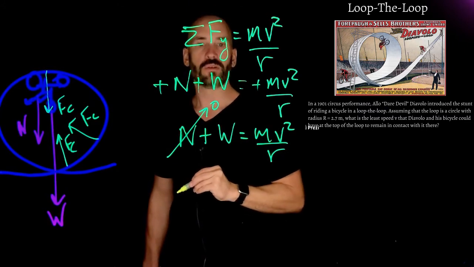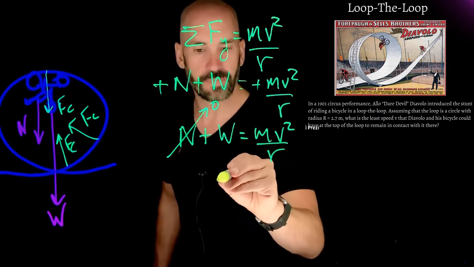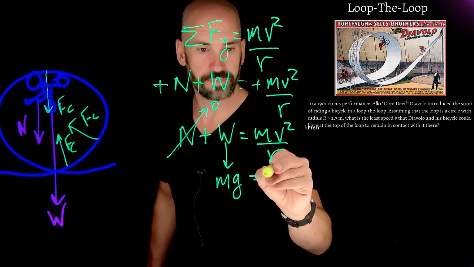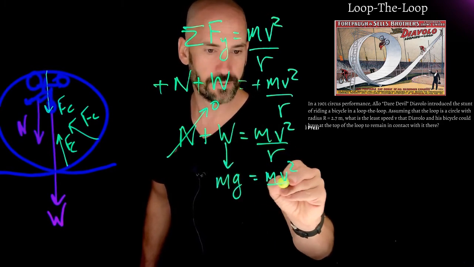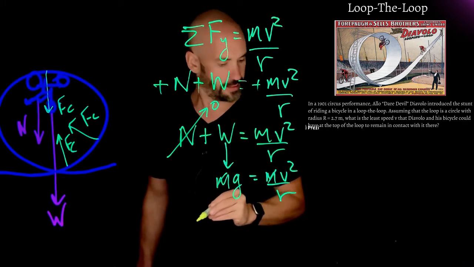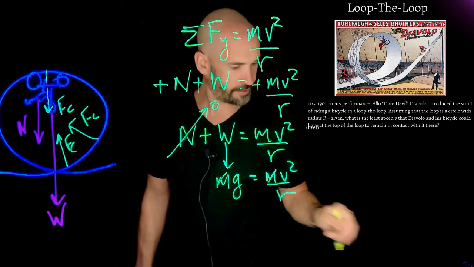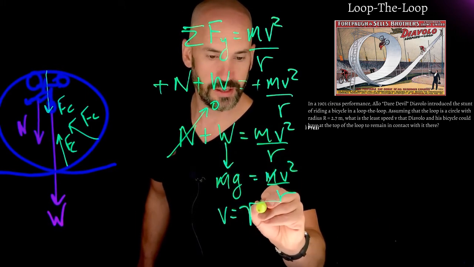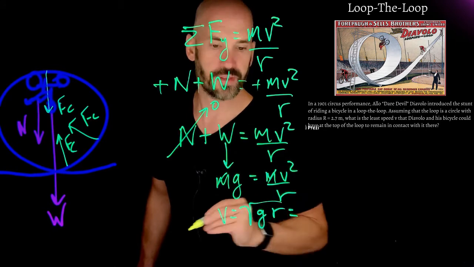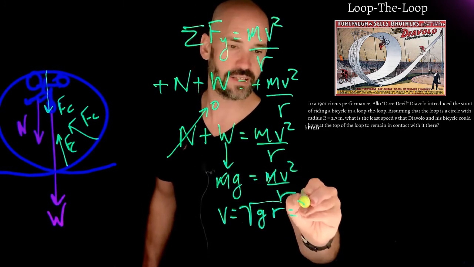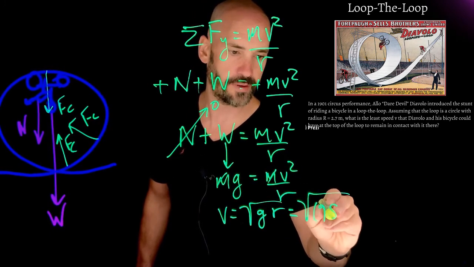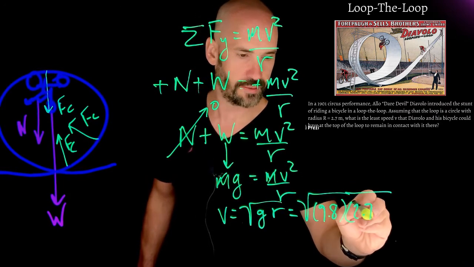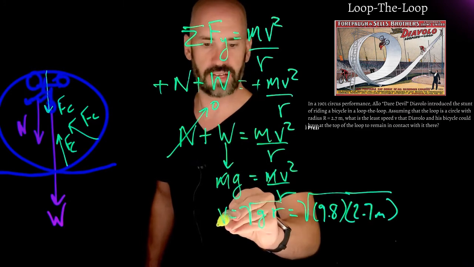So in this case, in order to find the velocity, all I've got to do is solve this equation. Weight is mass times gravity. This is mv squared over r. The m's cancel, and so I just get a very simple equation: the velocity must equal the square root of g times r. In this case, g is, as you know, 9.8, and the radius, they tell us, is 2.7 meters. So what is that velocity?